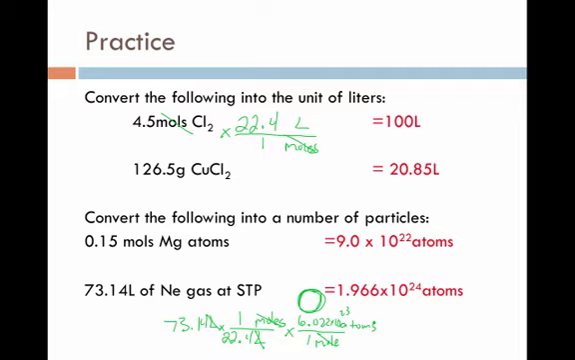We find out for our first problem that 4.5 moles of chlorine gas gives us approximately 100 liters of gas, although our significant digits don't perfectly match up there. And the last problem on the page that we worked on together gets us an answer of 1.966 times 10 to the 24th atoms. That is a very huge number, but we're talking about numbers of atoms, and we always expect our numbers of atoms to be very big. You can see the same exact thing happened up here with this answer.